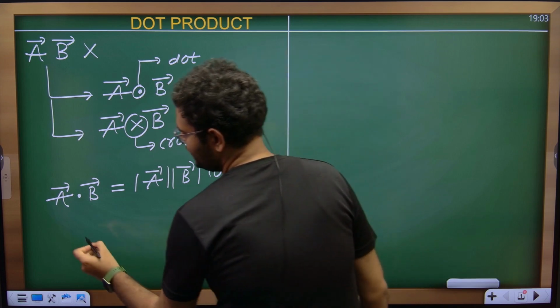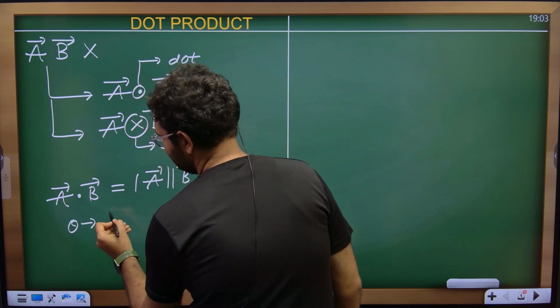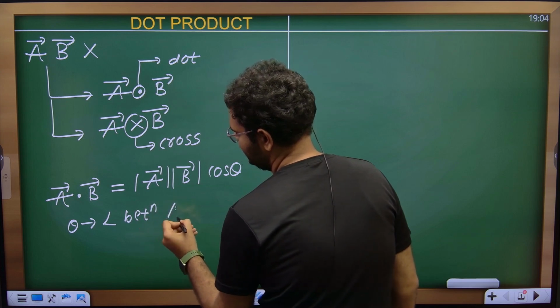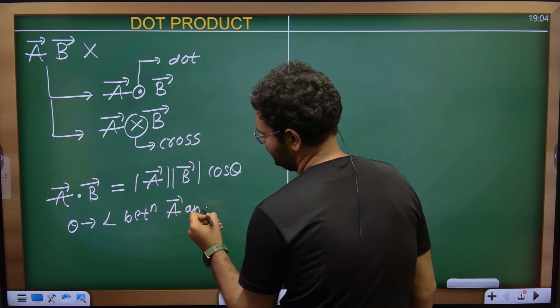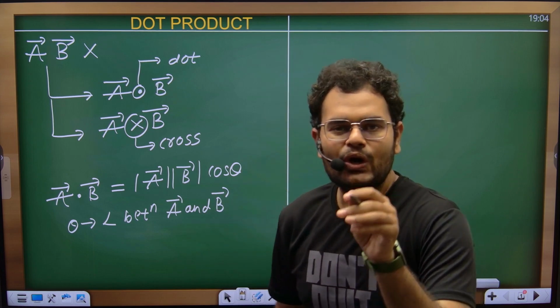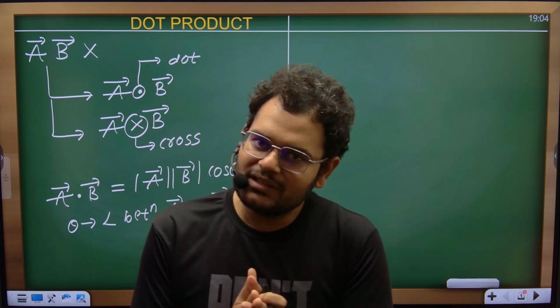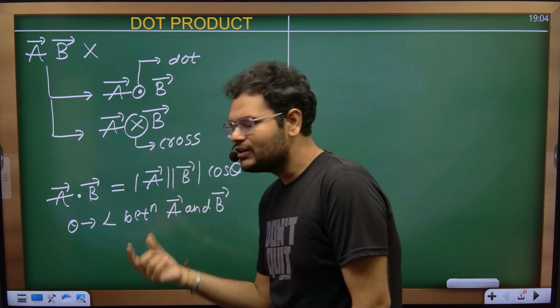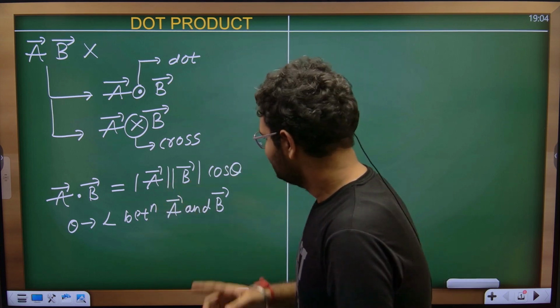Sir, what is theta here? So theta is the angle between two vectors. Angle between A vector and B vector. Sir, is this dot product a scalar or a vector? It is a scalar quantity. This result is a scalar quantity or a vector quantity. So you should tell me.